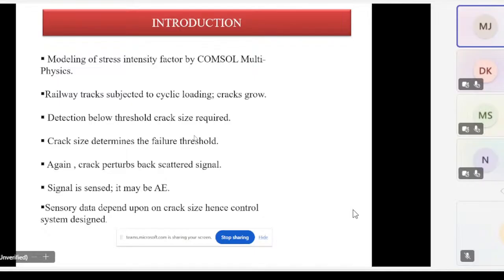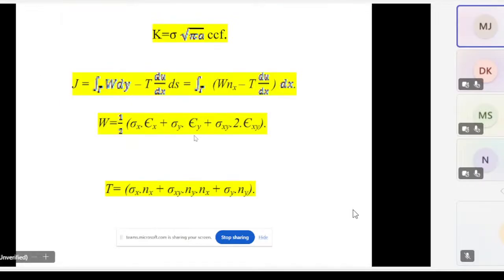So that is the point, that we have to find out the threshold crack. What is the time required for the crack to reach that threshold size? So this is a task. So how do we do it? I've already discussed this point.